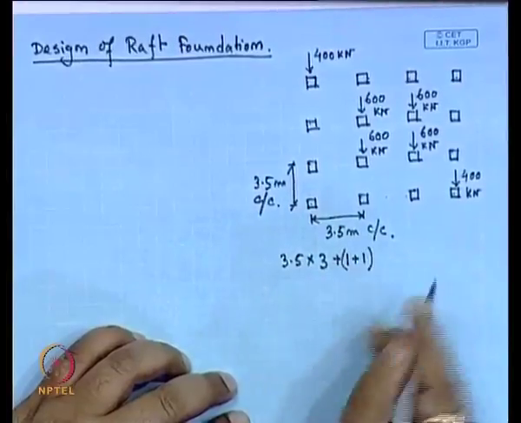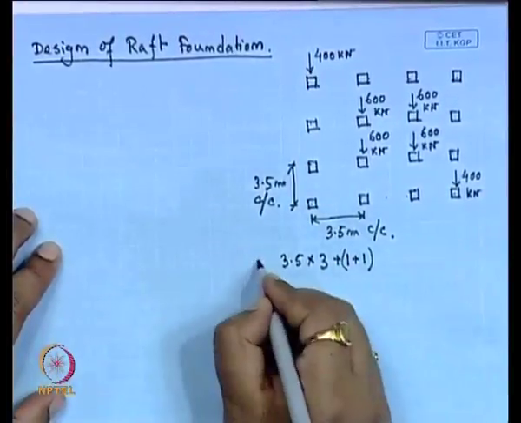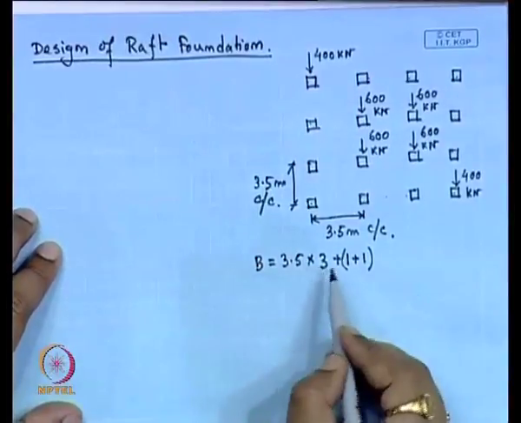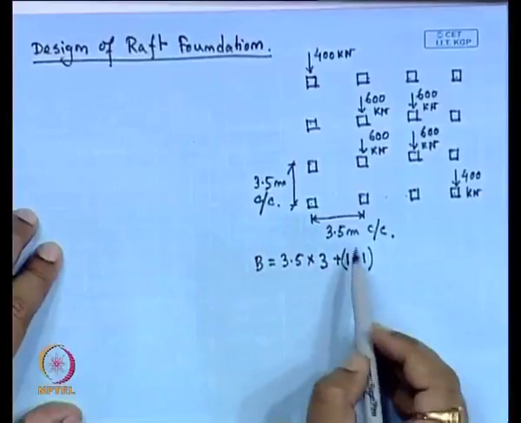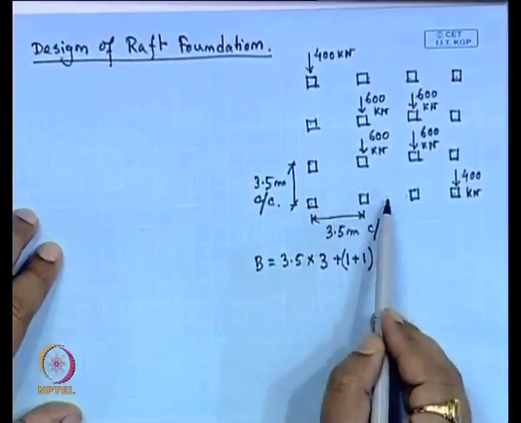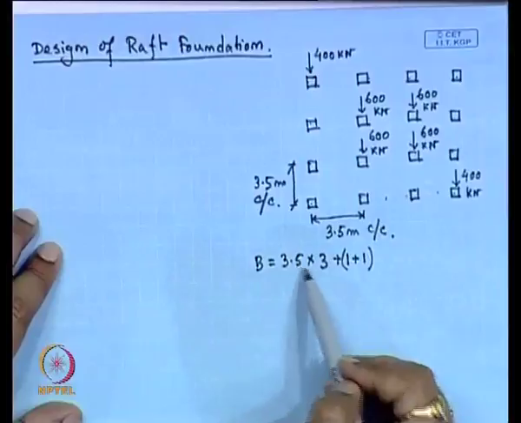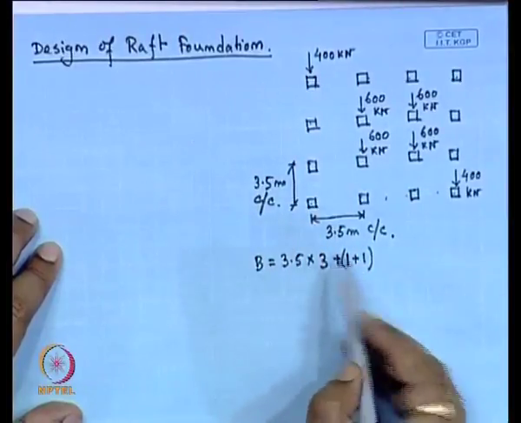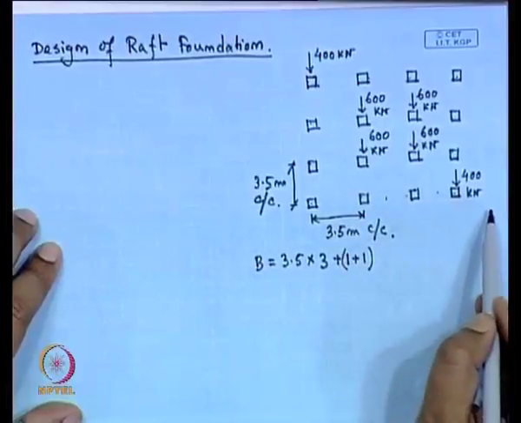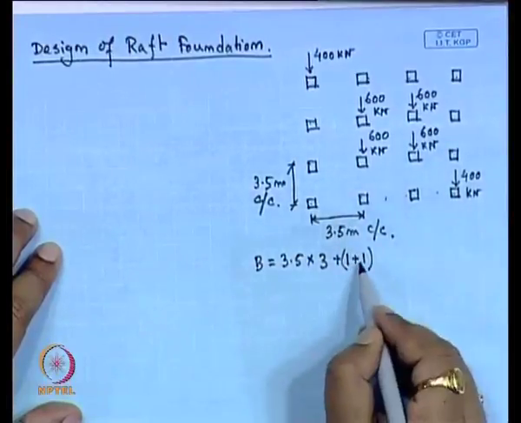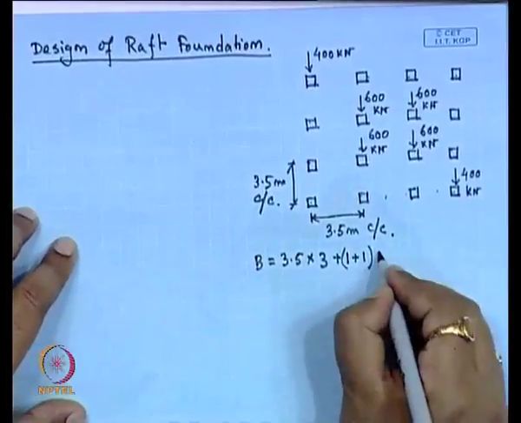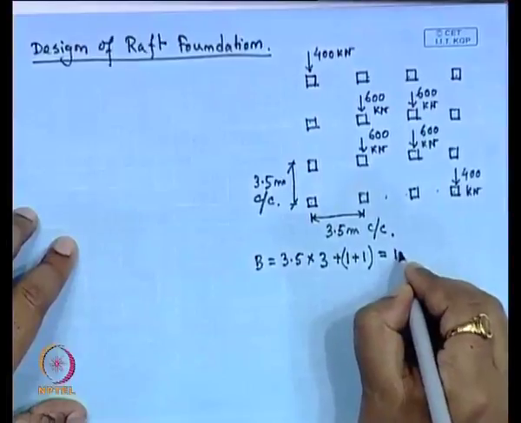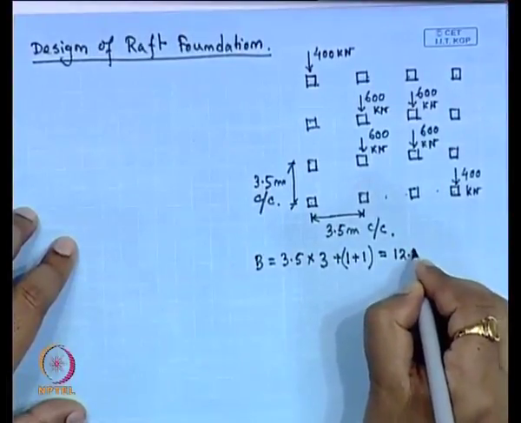So, for the initial trial we will choose the dimension. Say this is the width B of the footing, 3.5 into 3, that is 1, 2, 3, into 3.5. Then from the center of the column on this side we take 1 additional meter, and on both sides we will take 1 additional meter. So, the total width of the raft that we are taking is 12.5 meter.